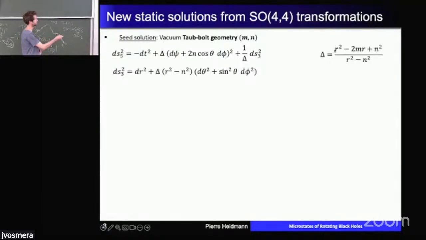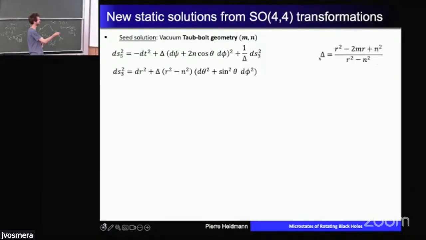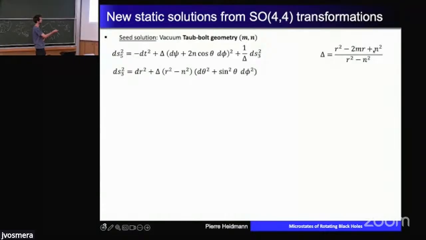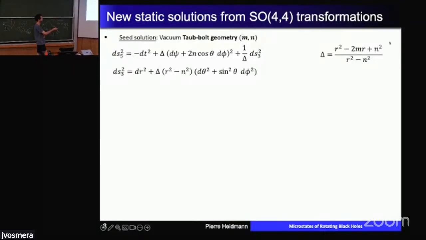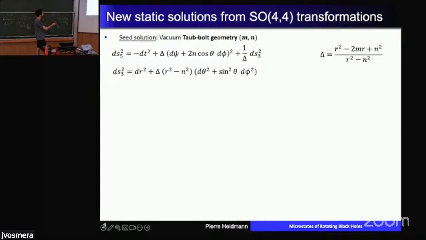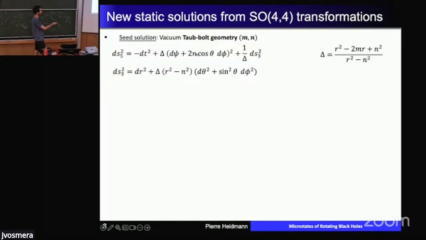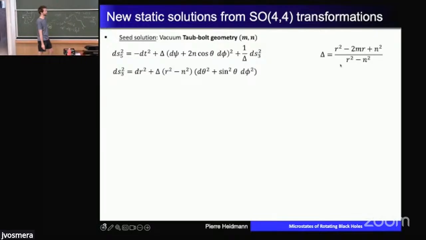The Taub-bolt geometry is essentially the Wick rotation of the Schwarzschild-NUT black hole. With time, you double Wick rotate, so you have a minus dt squared. Delta here is like the Schwarzschild factor when you have a NUT. It's r squared minus 2mr plus n squared divided by r squared minus n squared. If you take n equal to 0, you retrieve Schwarzschild. Then you have a NUT charge, which is parameterized by n, and the parameter m is associated to the mass of the object.